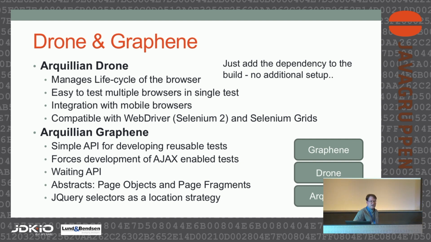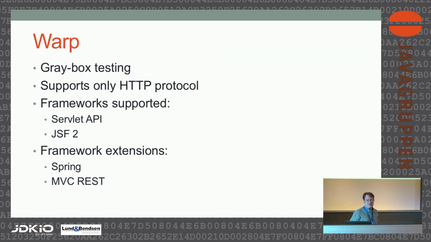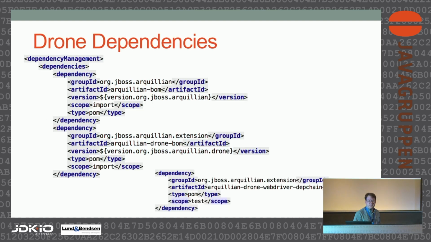And it comes with abstractions for page objects and page fragments, which allow you to easily compartmentalize your tests, especially if you are testing multiple pages multiple times. It uses jQuery selectors as a location strategy for picking out stuff within the HTML. Warp, which we'll cover towards the end, is gray box testing. It supports only the HTTP protocol. It's more tied to a framework, so it supports the servlet API and also JSF2. And there are extensions for Spring and MVC REST as a part of it.